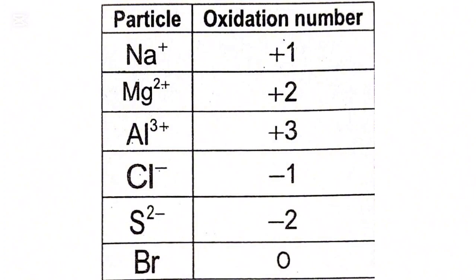So what we do is look at the charge on the atom, and after looking at the charge, you start with the charge, then the number. For example, a sodium ion is sodium positive, so the oxidation number is going to be +1. An element like bromine without a charge, then we say the oxidation number is 0. An element like chlorine with a negative charge, then we say the oxidation number is -1.